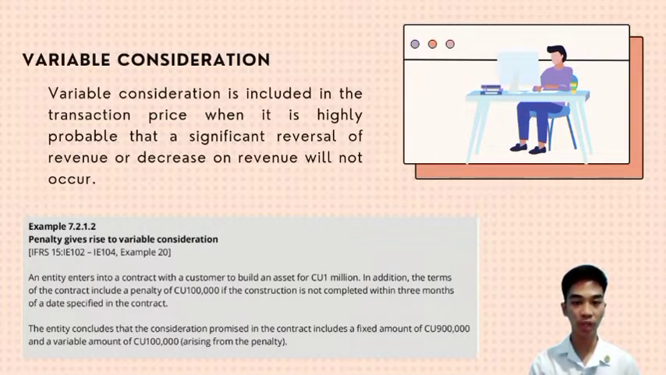An entity should recognize both the likelihood and the magnitude of the revenue reversal, and this applies for all of the other types of variable consideration. Variable consideration should only be included in the transaction price to the extent that it is highly probable that a significant reversal in the amount of cumulative revenue recognized will not occur when the uncertainty associated with the variable consideration is subsequently resolved.